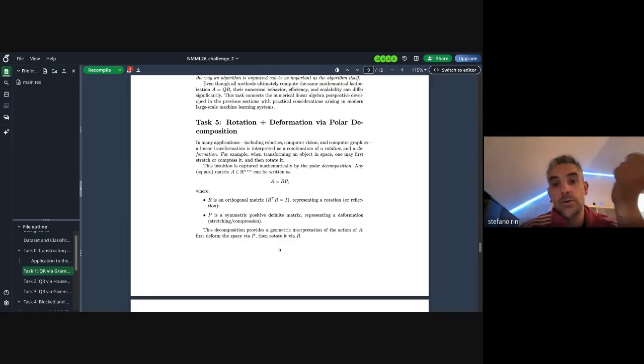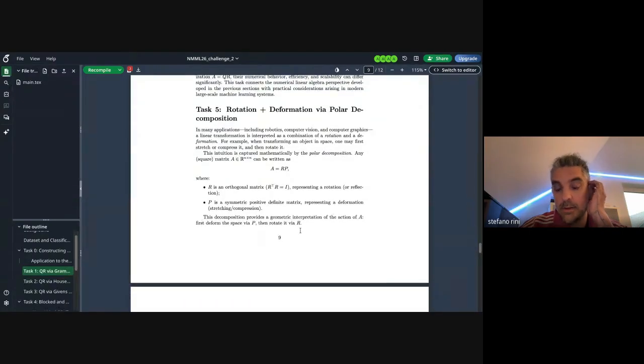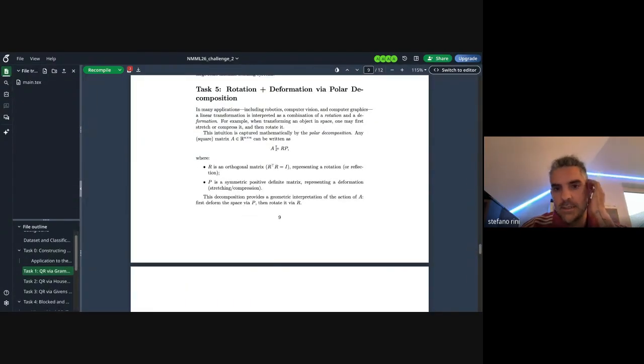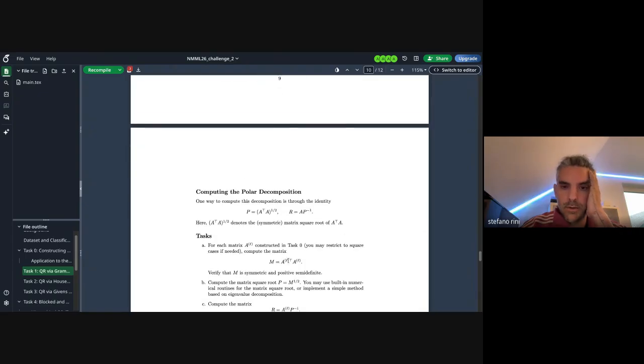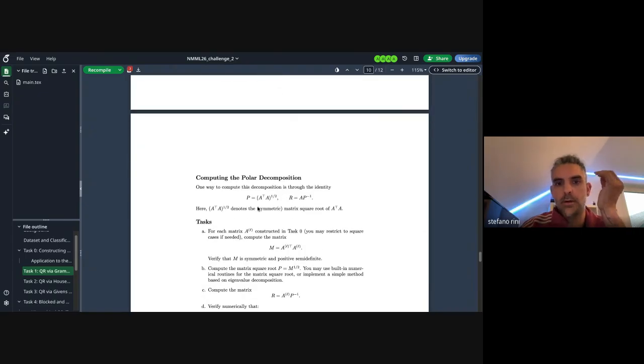I think this decomposition into polar coordinates is very important for you to expand your idea of what a matrix decomposition is. Long story short, you decompose as R times P, where R is an orthogonal matrix, which represents rotation, and P is a symmetric positive definite matrix, representing deformation and compression. So just go ahead and try to see how you can compute the polar decomposition.